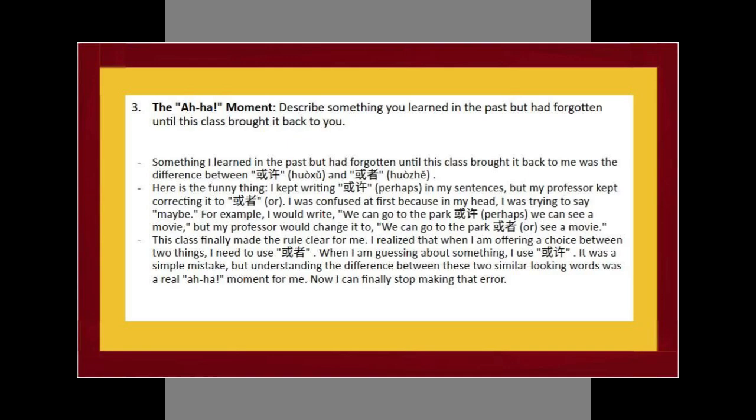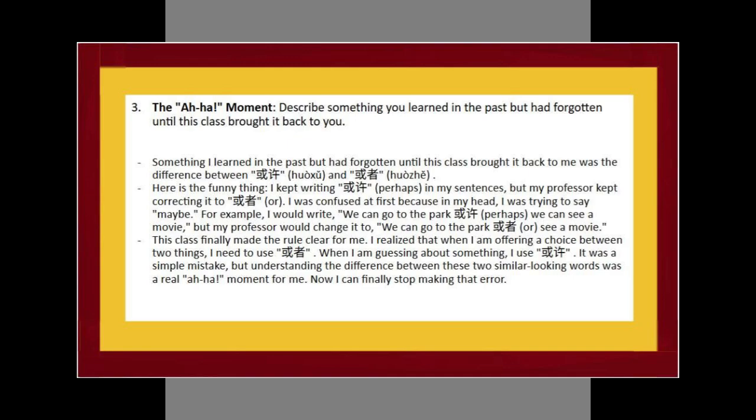Something I've learned in the past but had forgotten till the class brought it back to me was the difference between 活着 and 活着. Here is the funny thing: I kept writing 活着 in my sentence, but my professor kept correcting it to 活着. I was confused at first because in my head I was trying to say, for example, "we can go to the park or we can see a movie," but my professor would change it to "you can go to the park or see a movie."